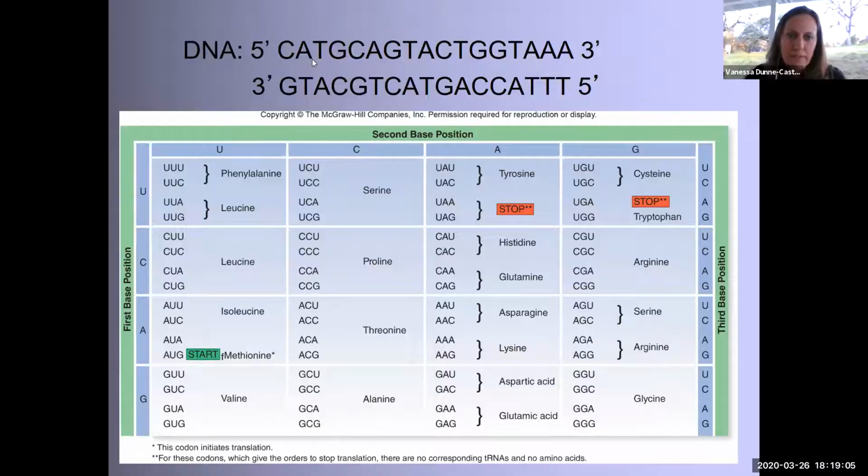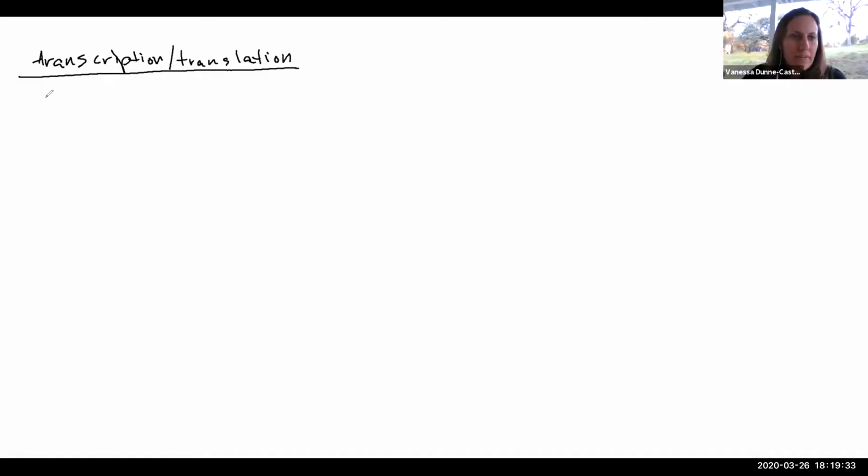If you've already seen my video, then you already have these down, but if you haven't yet, then this should be helpful for you. All right, so when you're doing transcription and translation, if you follow these simple steps, you should be able to get the correct transcript and translated polypeptide product every time. So you'll always be starting with a double-stranded DNA molecule or a gene, right?